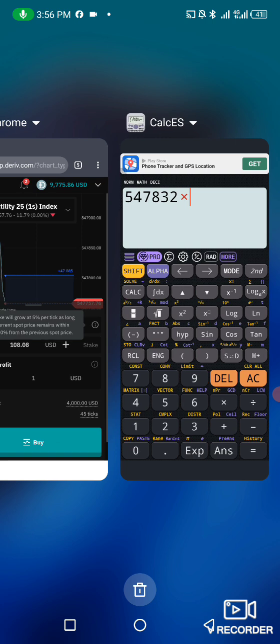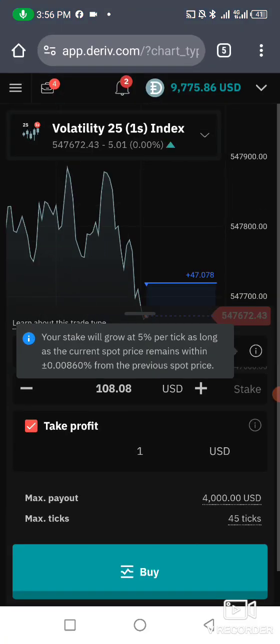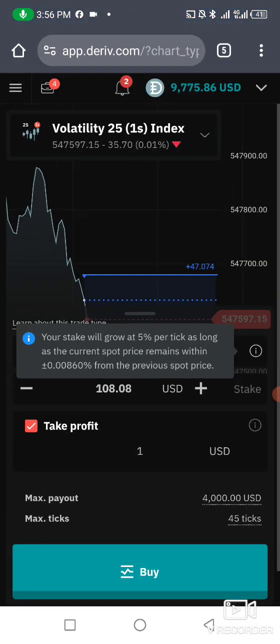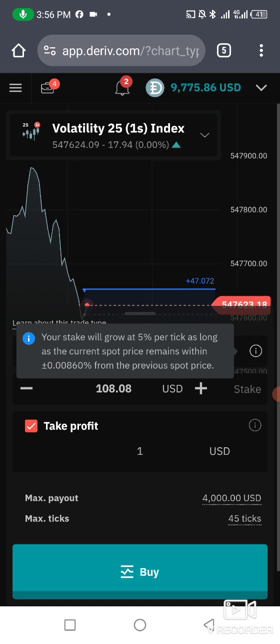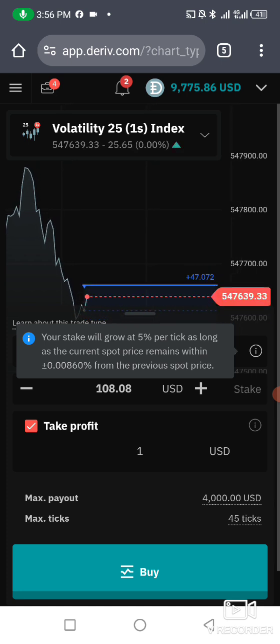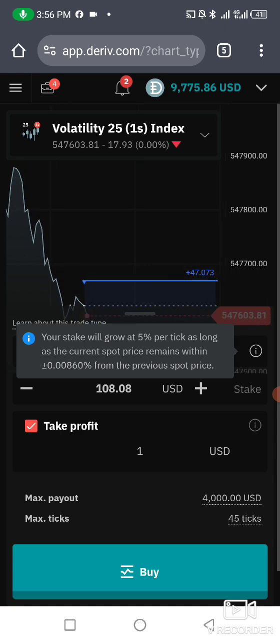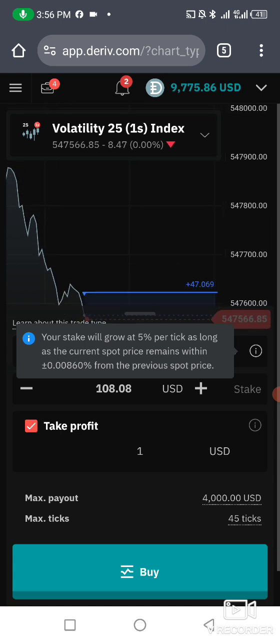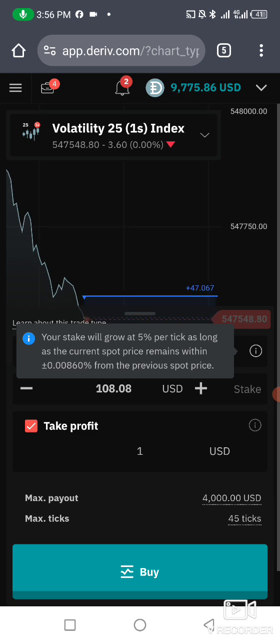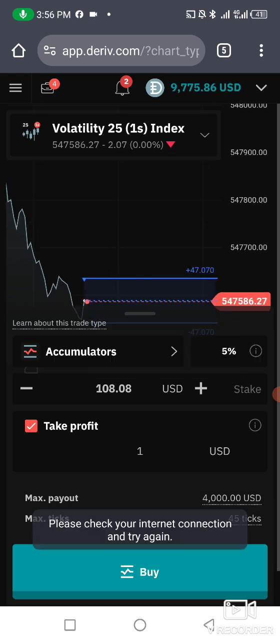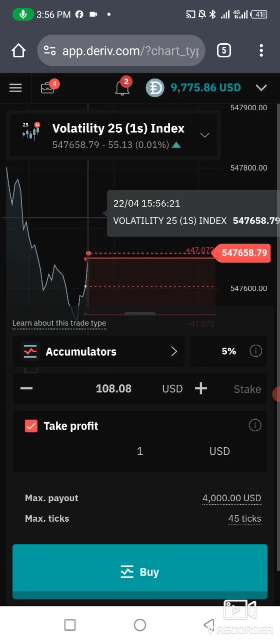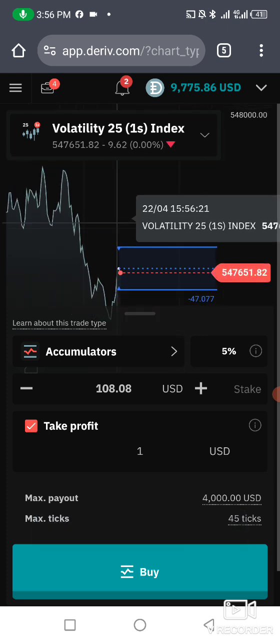once the price does not change by this amount, you are going to keep accumulating profit at a rate of 5% per tick. For every tick, your profit grows by 5%, meaning that your profit will be growing exponentially. This type of trading is good when the market is ranging in the 1 minute time frame.